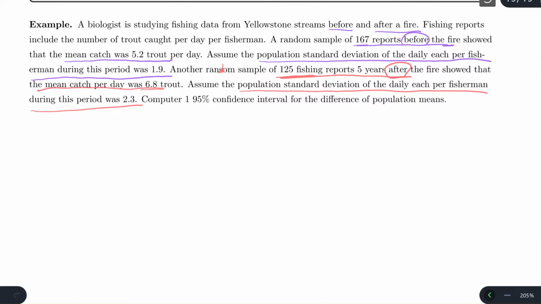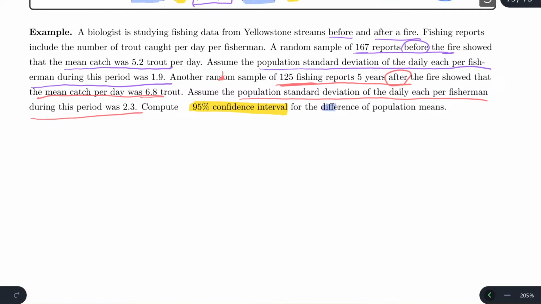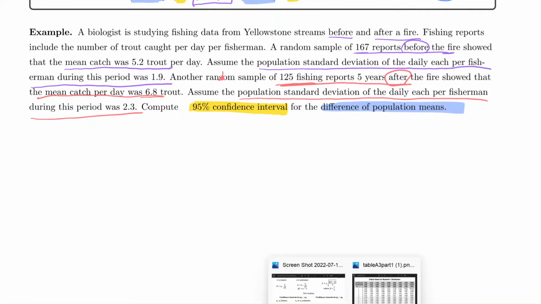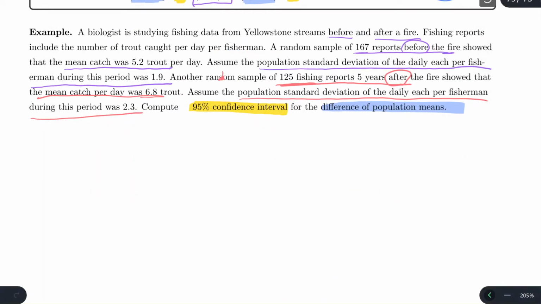Compute a 95% confidence interval for the difference of population means. Difference in population means. So reading this problem, we need to be able to recognize that we're doing one of these two. But because the population standard deviation is known, we're using this formula to find the margin of error. So let's find this.